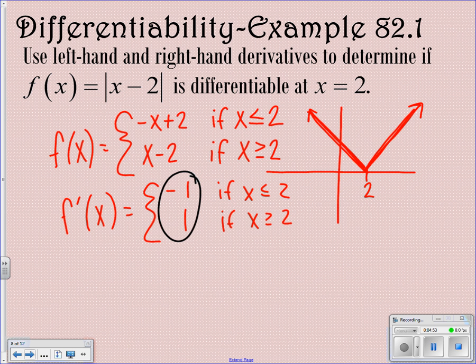So since we have a -1 for the left hand limit, and we have a 1 for the right-hand limit, those are different, so it would not be differentiable at 2. It does not have a derivative at x equals 2.